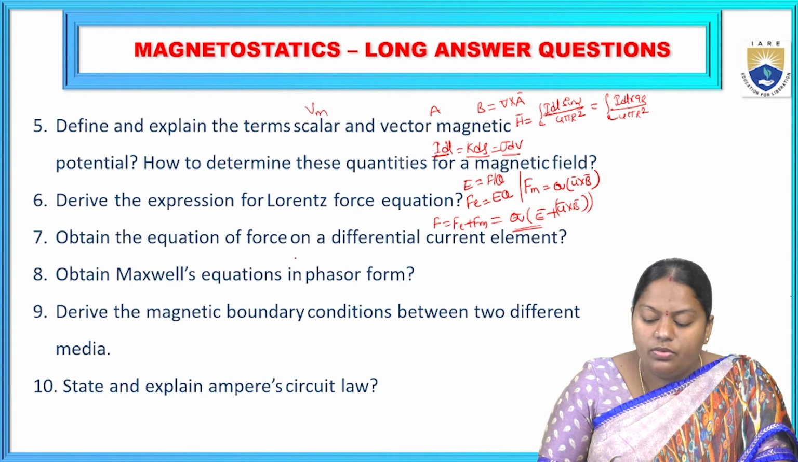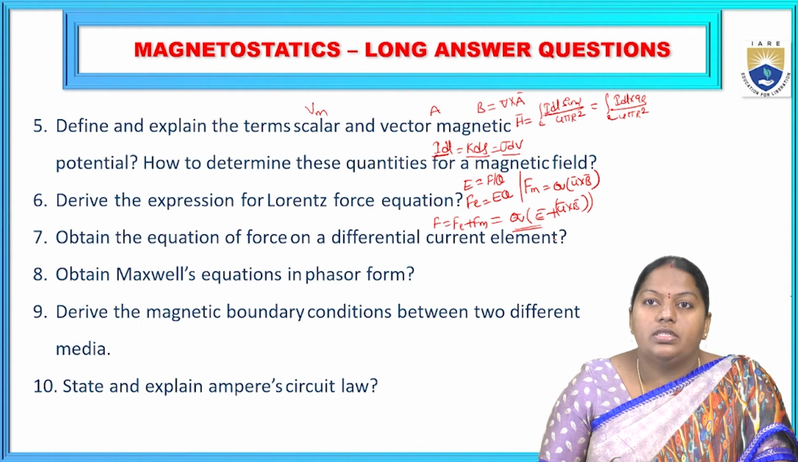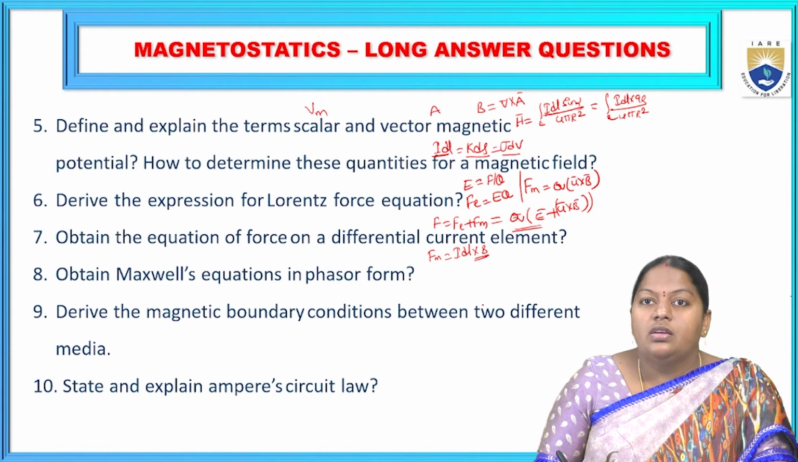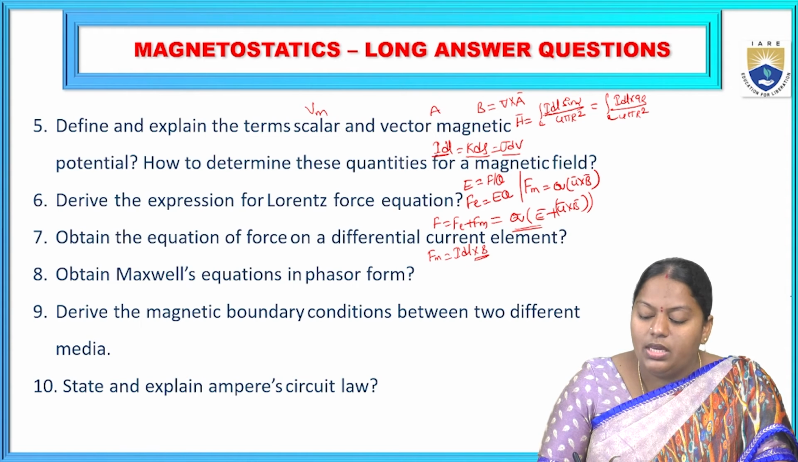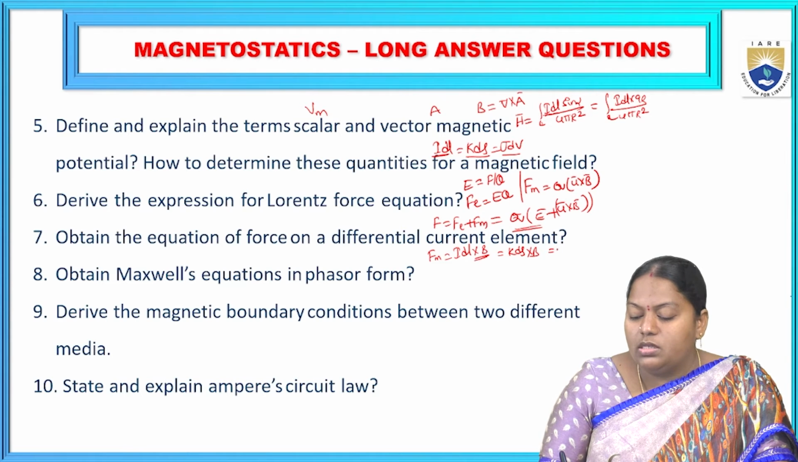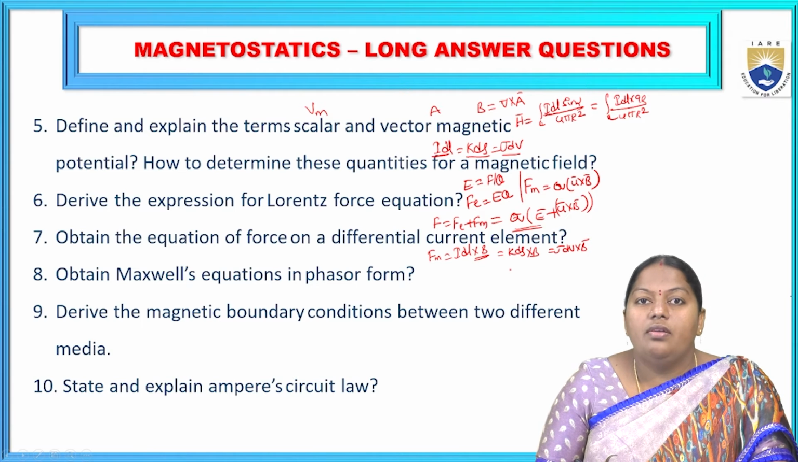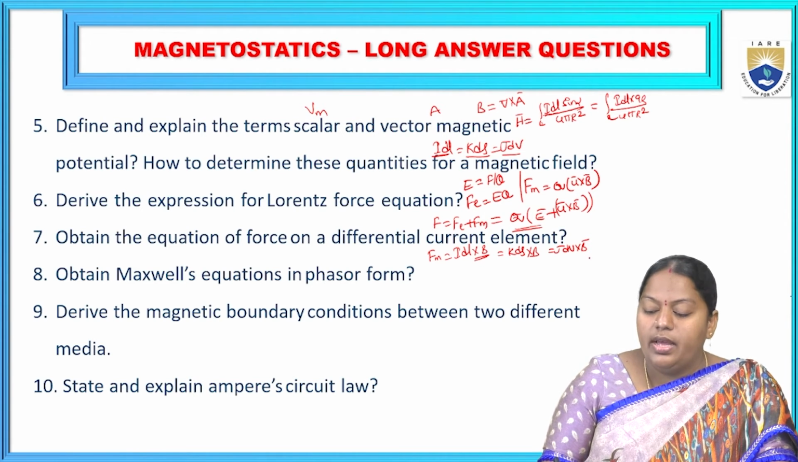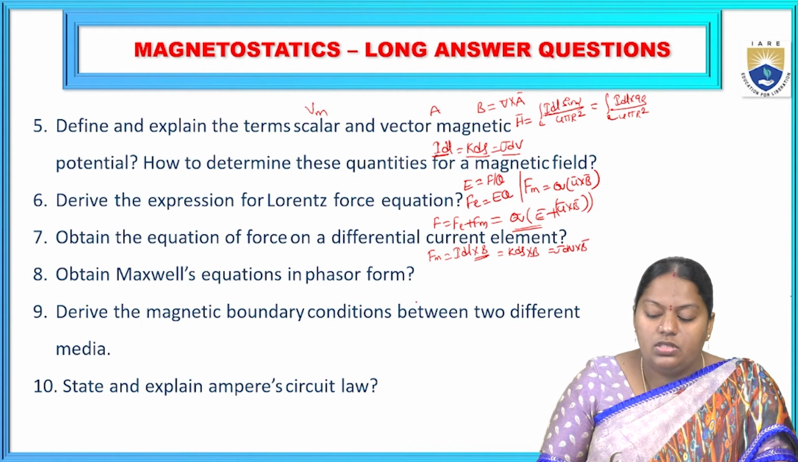Then obtain the equation for force on a differential current element. This can be obtained as F equal to F_m equal to I dl cross magnetic flux density B. If you replace the current element by a surface current element, it can be written as K dS cross B, or sometimes it is written as J dv cross B. I dl, K dS and J dv are the three current distribution elements in the case of magnetostatic fields, and B is the magnetic flux density.